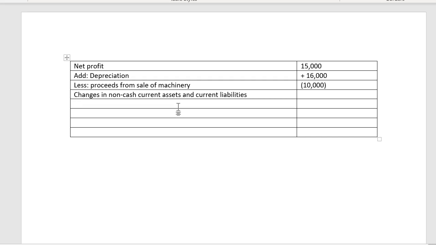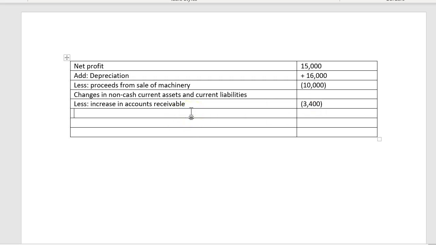Let's start with accounts receivable. Has accounts receivable increased or decreased from the previous year? Accounts receivable increased by 3,400. An increase in accounts receivable is a debit, and you always minus that. Less increase in accounts receivable, which is 3,400.